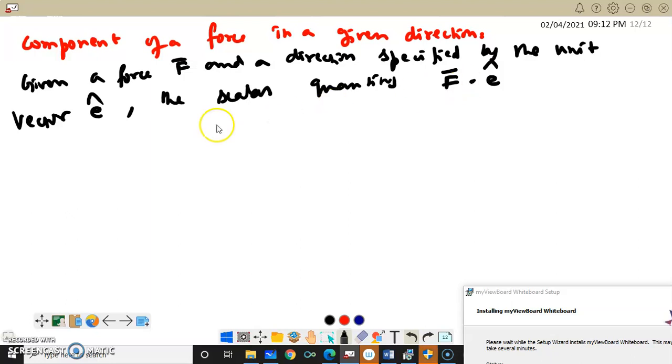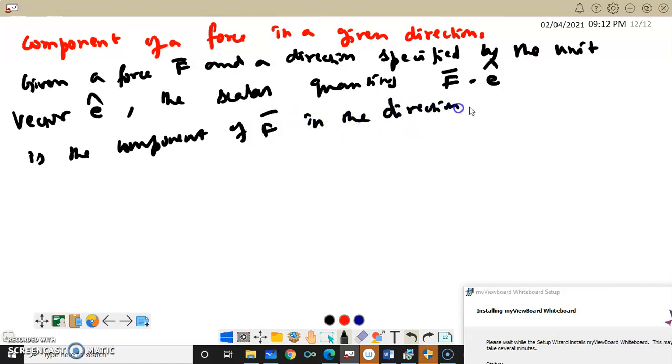F dot E cap is nothing but the component of F in the direction of E cap, right? The force is given and the direction specified by the unit vector E cap is given. The scalar quantity F dot E cap is nothing but the magnitude of F in the direction of E cap, right? Now we go to the next bookwork.